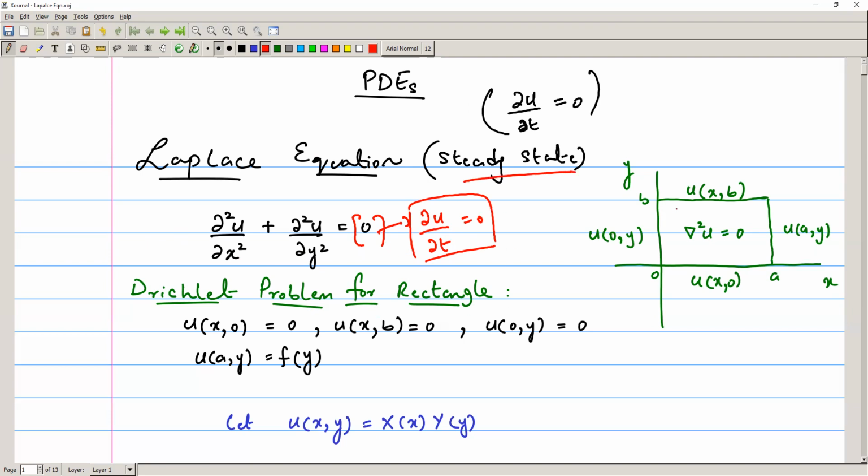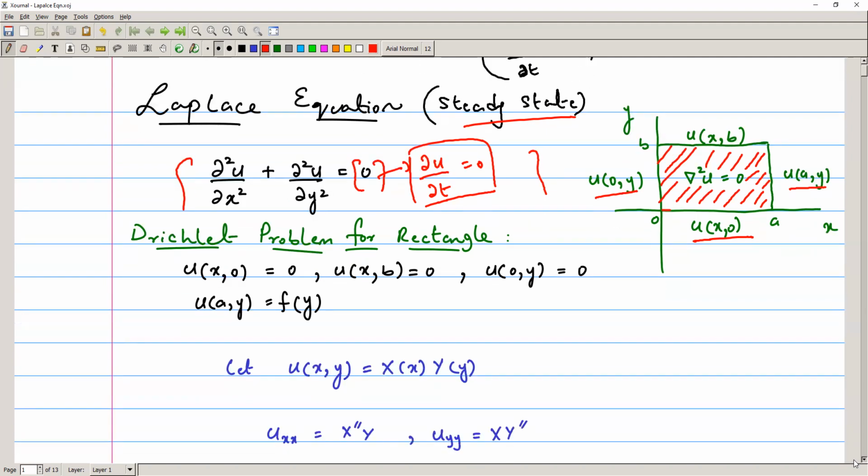So here we have a metallic plate, and we are going to find the behavior of temperature in the metallic plate in the rectangular Cartesian coordinate system. So the boundary conditions are given: u(x,0), u(a,y), u(x,b), and u(0,y), right? For these boundary conditions, we are going to solve this particular Laplace equation to find the general solution.